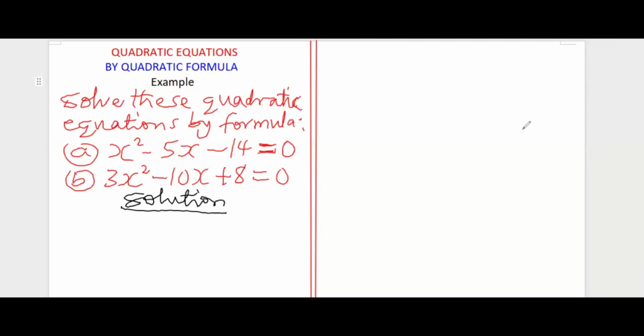In this aspect of quadratic equations, we will be using the formula to solve them. But one thing is that the quadratic formula is actually derived using the completing the square method. And one beauty about the completing the square method and the formula is that there's no type of quadratic equation they cannot handle, whether the one that is factorizable or the one that is not factorizable.